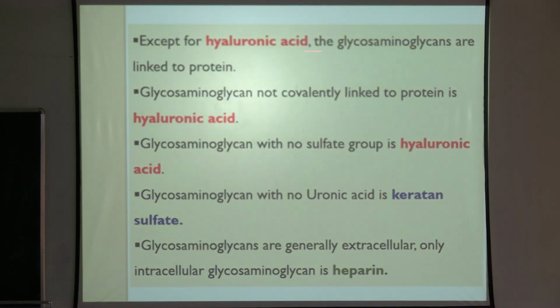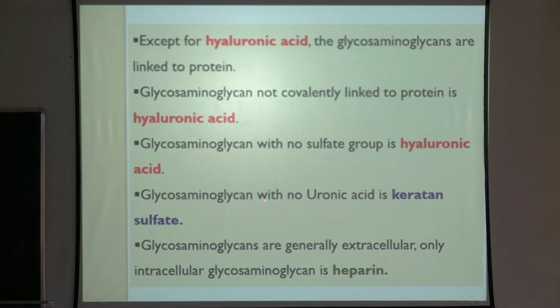So hyaluronic acid is the linking glycosaminoglycan in proteoglycans. The glycosaminoglycans are non-covalently linked to the hyaluronic acid, whereas the hyaluronic acid contains no sulfate group. This can also come as a question. Hyaluronic acid has no sulfate group, whereas all others contain sulfate groups: chondroitin sulfate, dermatan sulfate, keratan sulfate, heparin and heparan sulfate. All other 5 contain sulfate groups.